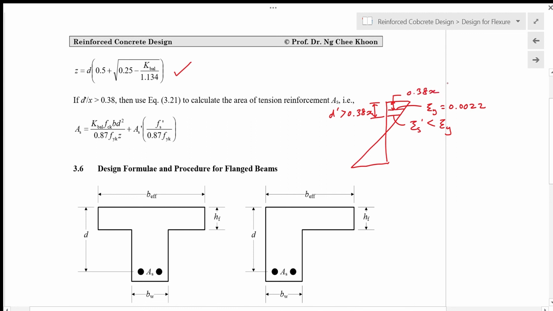So in order to calculate the tension steel area, now we have a term that is multiplied to As prime in the equation, where it is Fs prime over 0.87 fyk. Because in this case, Fs prime is less than 0.87 fyk. So the area of the compression steel reinforcement has to be adjusted according to the actual stress of Fs prime. And then we add this term here to get the total cross-sectional area for the tension reinforcement.